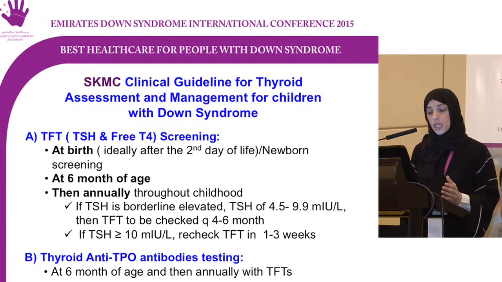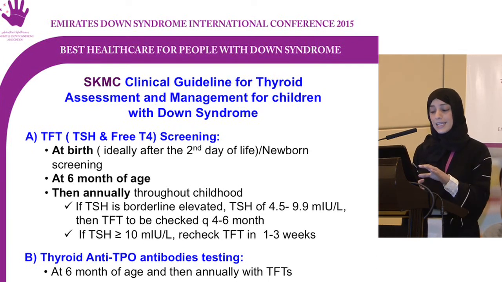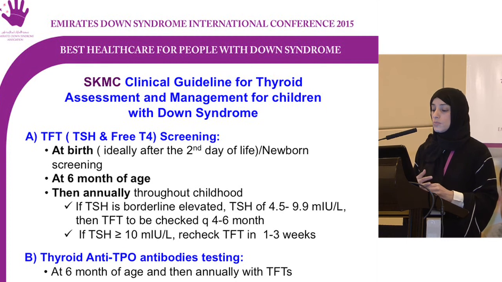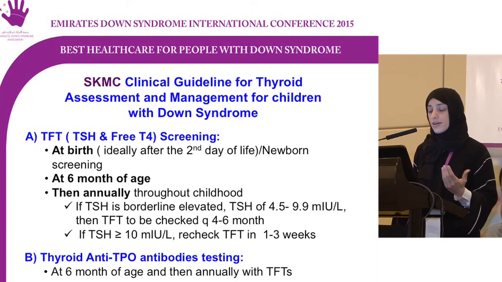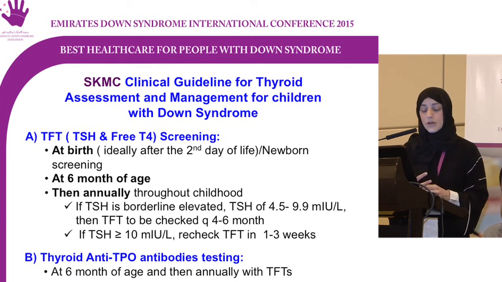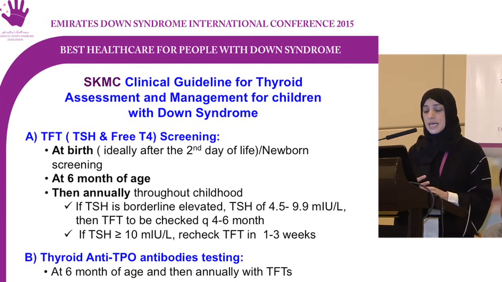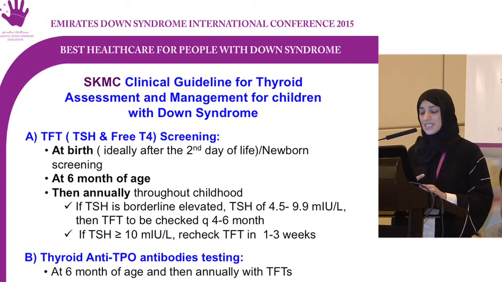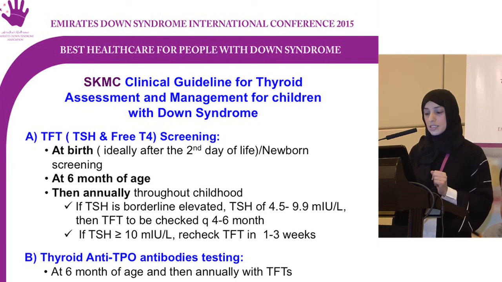annually throughout the childhood. If TSH is borderline at any point, meaning TSH between 4.5 to 9.9, then thyroid function test should be checked every 4 to 6 months and refer most likely to the endocrine clinic or to the Down syndrome facility where they do have their own surveillance. If TSH has been more than or equal to 10, recheck thyroid function test in 1 to 3 weeks and assess the result based on that. I'm going to discuss this later on.